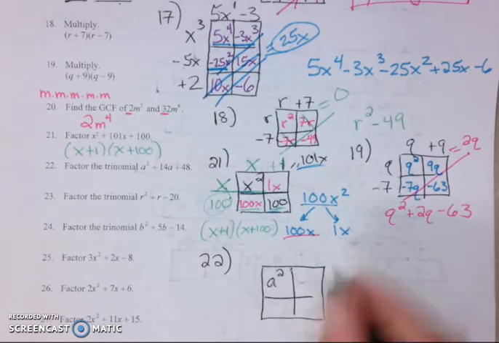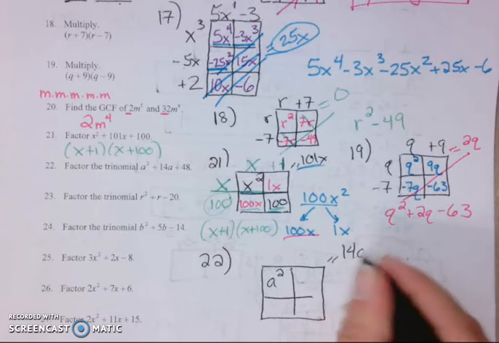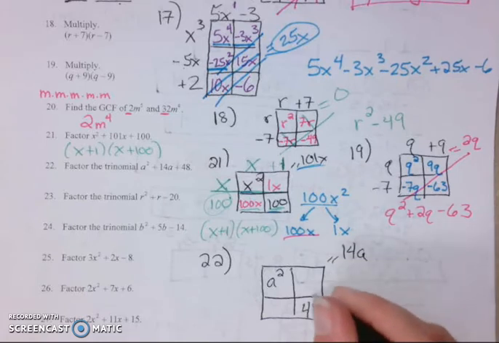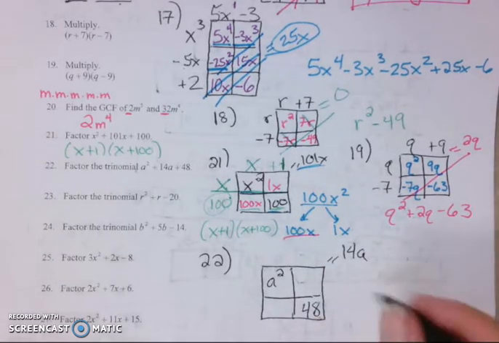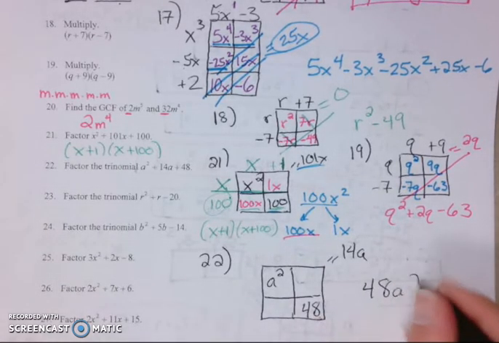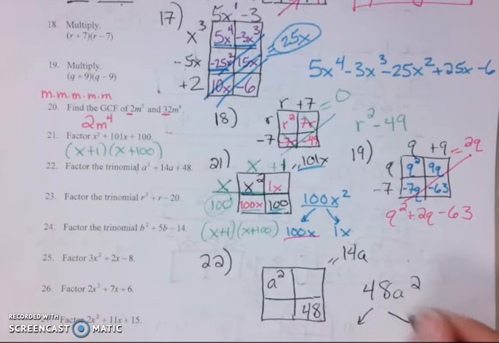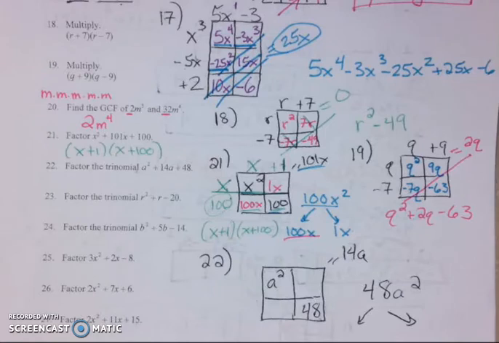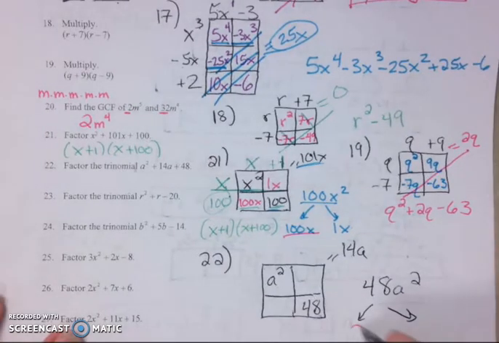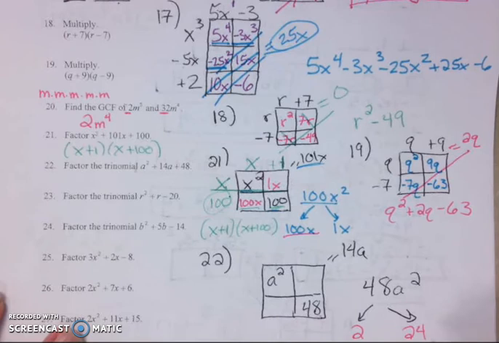First term in the first box, the middle one off to the corner, and the last term in the last box. And then I multiply these together and find factors of 48 that are going to add to 14. I know it's an even number, so that's 2 and 24. There's no way I can add those to get 14.